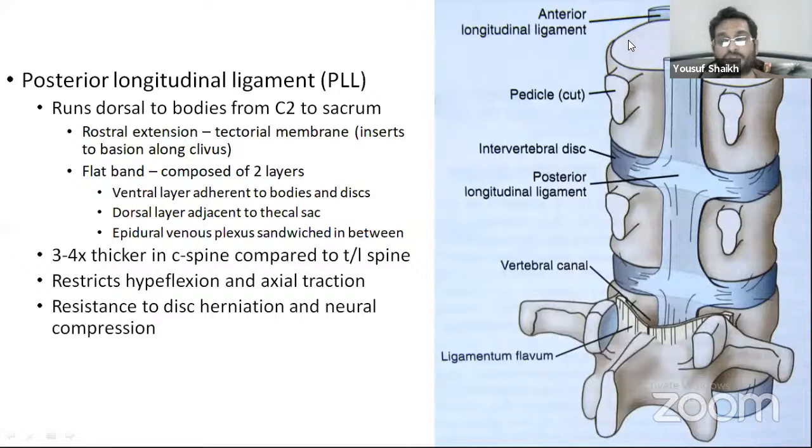Now, if we talk about the posterior longitudinal ligament, in contrast to ALL, it is relatively a thinner band. The diameter is reduced, but it actually is quite thick compared to ALL. It is approximately 3 to 4 times thicker in the cervical spine compared to the thoracolumbar spine. And the major objective is basically opposite to that of ALL, that is, it restricts hyperflexion and axial traction. And because of its central midline orientation, it also resists midline disc herniation. This is one of the reasons that disc herniations tend to occur over the lateral aspect, that is, over the foramen.